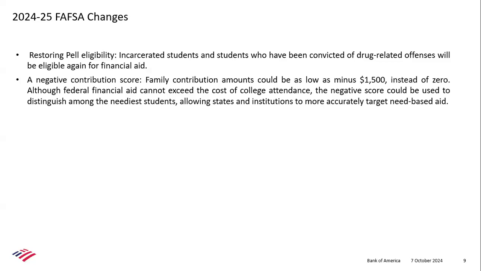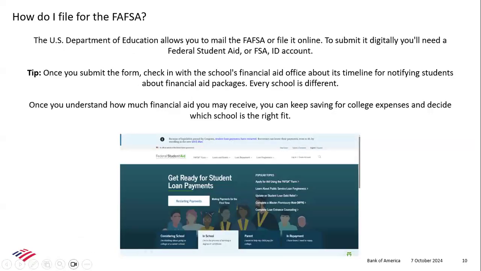And the final slide, slide 10, if you move there, please. It just goes over how you file. The U.S. Department of Education allows you to do it online, not like paper and mail it in like old people like me had to do. It makes a huge difference. To submit it digitally, you'll need that, again, Federal Student Aid FSA ID account. So submit that now, you'll have it.